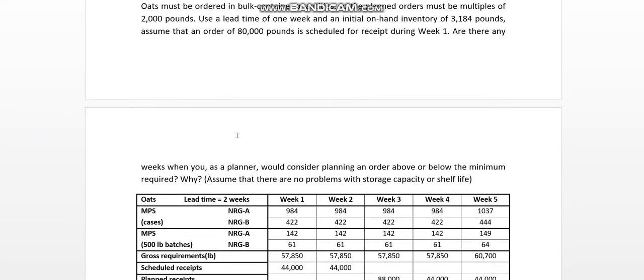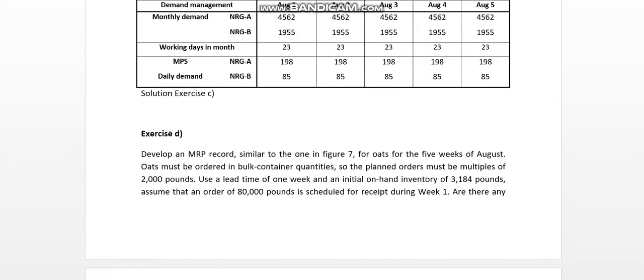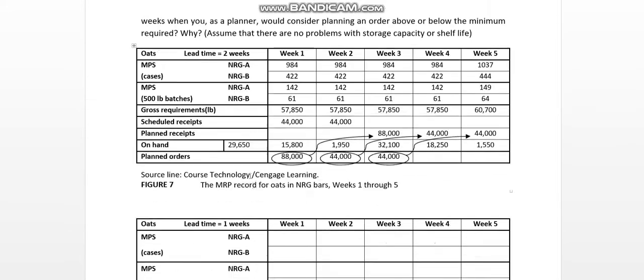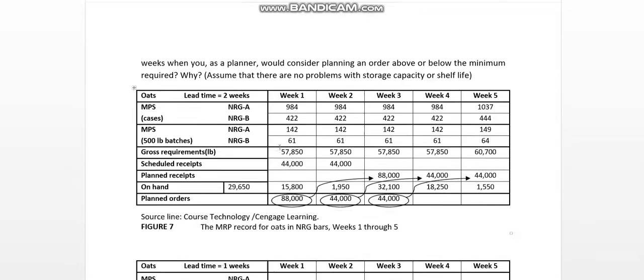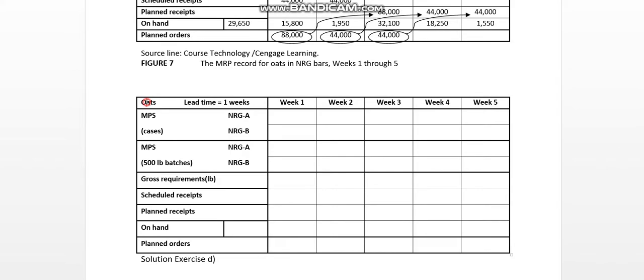And this is the last part of this video series. Now we're doing exercise D, and this is a little bit complicated, but I'll try to explain everything step by step. So first there's an example table, and we have to fill this table.